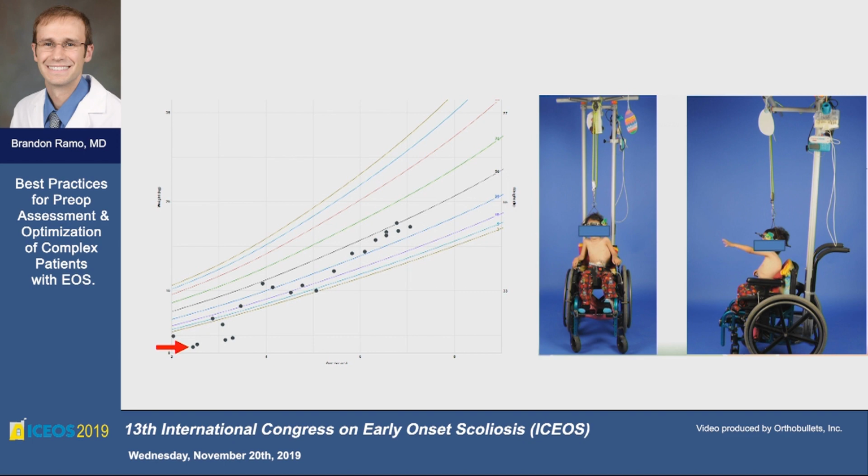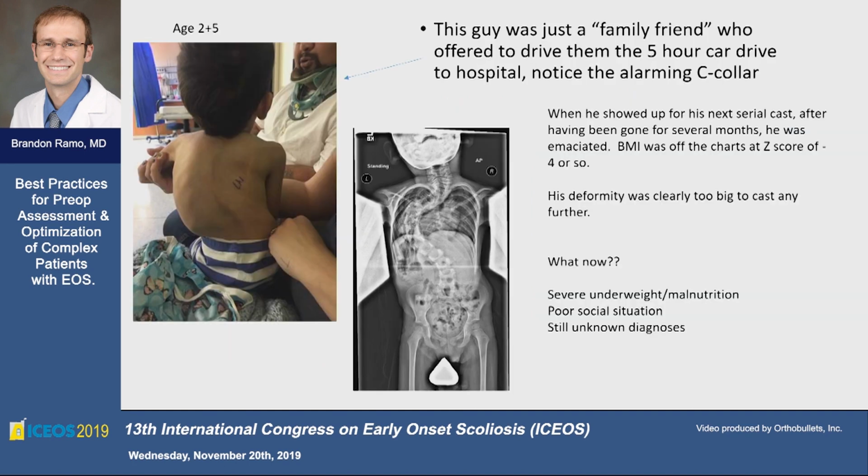This is a perfect indication for halo gravity traction. You've got a big deformity with the thoracic spine. The kid really needs a lot of support before you can undertake any sort of open intervention on him. He's the poster child for something like this. That's absolutely the right way to start.